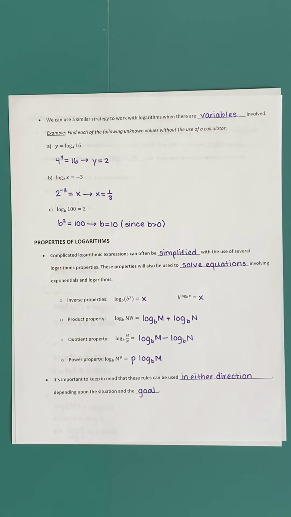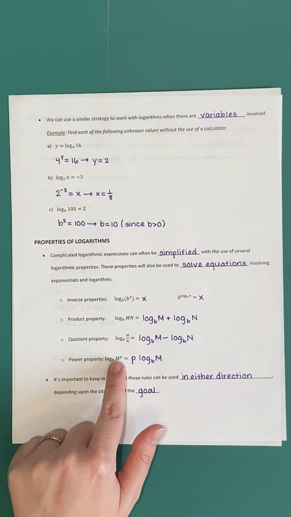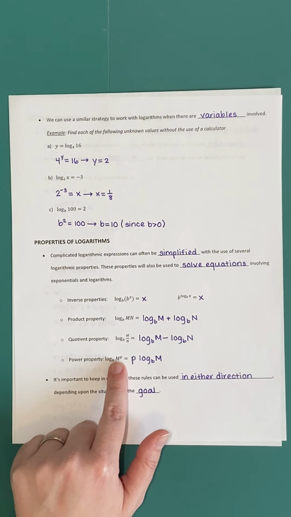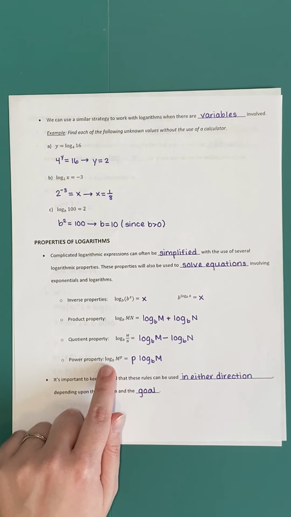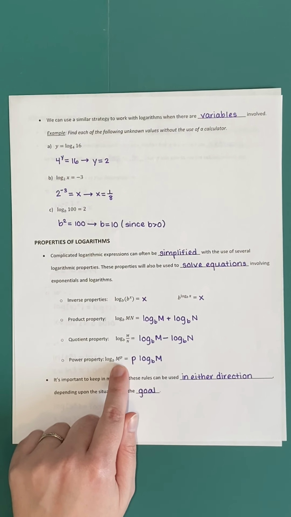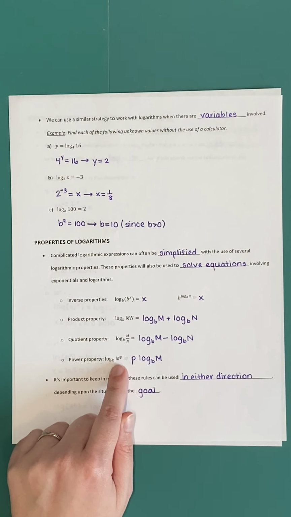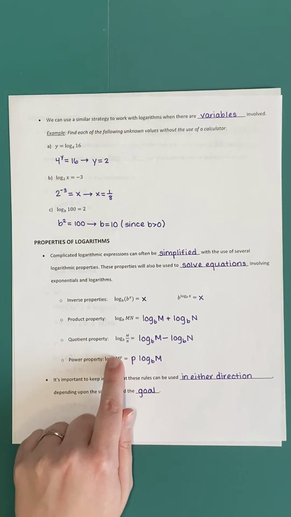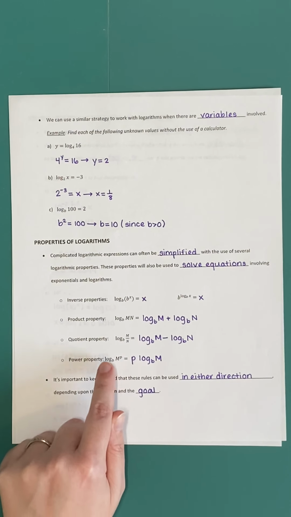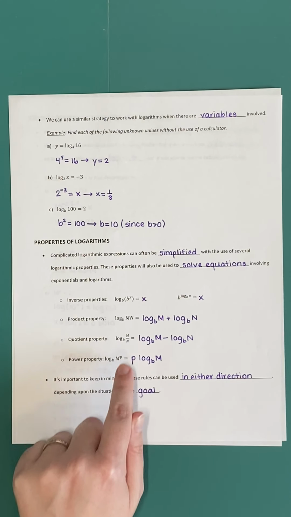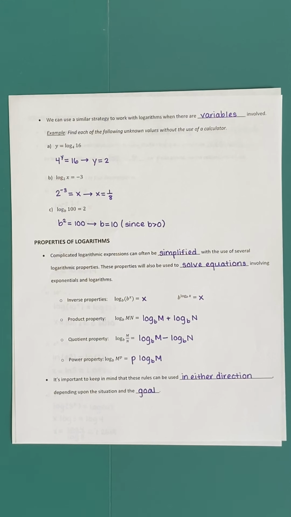The last one we're going to use is the power rule. This is going to be one that's really important when we start to solve equations. So the power rule applies when we have an exponent inside of a logarithm. So log base b of m to the p power. m and p can be whatever we want. We're thinking of m to the p power as being the whole input for the logarithm. So it's all inside of the logarithm.